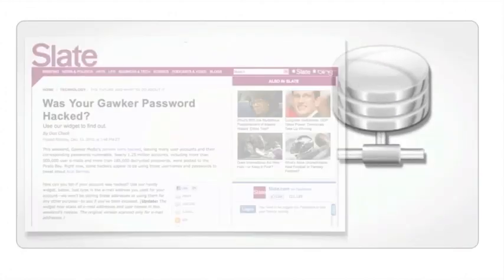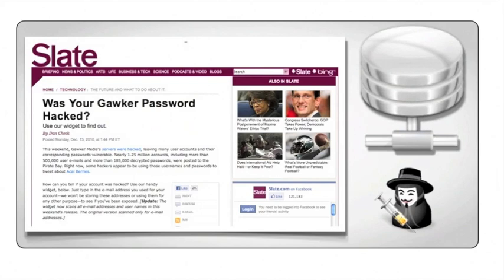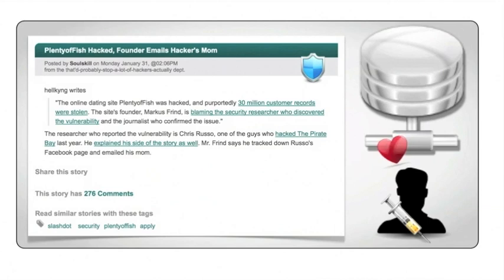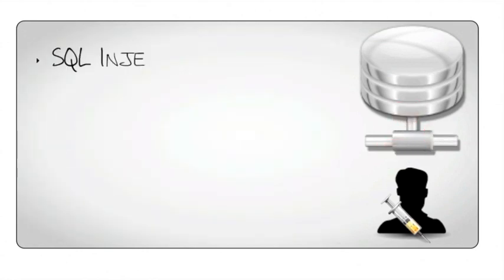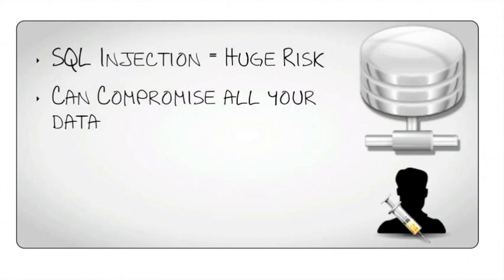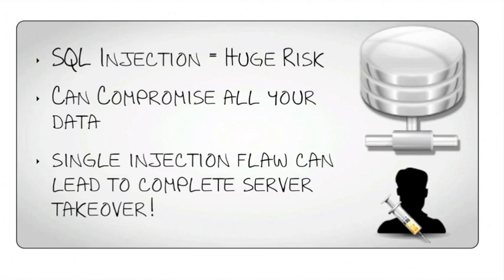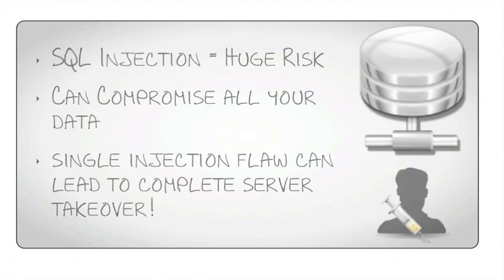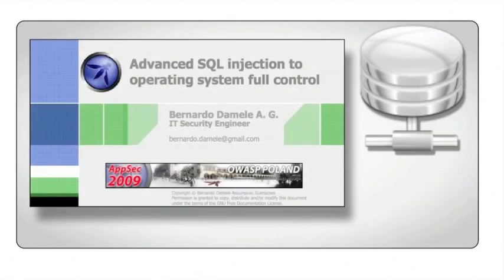For example, in a recent case, attackers stole close to 200,000 unencrypted user passwords and 500,000 user emails from a very popular tech website. And in another attack, due to SQL injection, 30 million customer records were stolen from a popular online dating website. As you can see, SQL injection is a huge risk, where a single code flaw leads to massive data loss. It can even result in the attackers taking over your entire database server. For more information, you can check out the OWASP presentation called Advanced SQL Injection to Operating System Full Control by Bernardo Damele. To make matters even worse, it's not just databases.